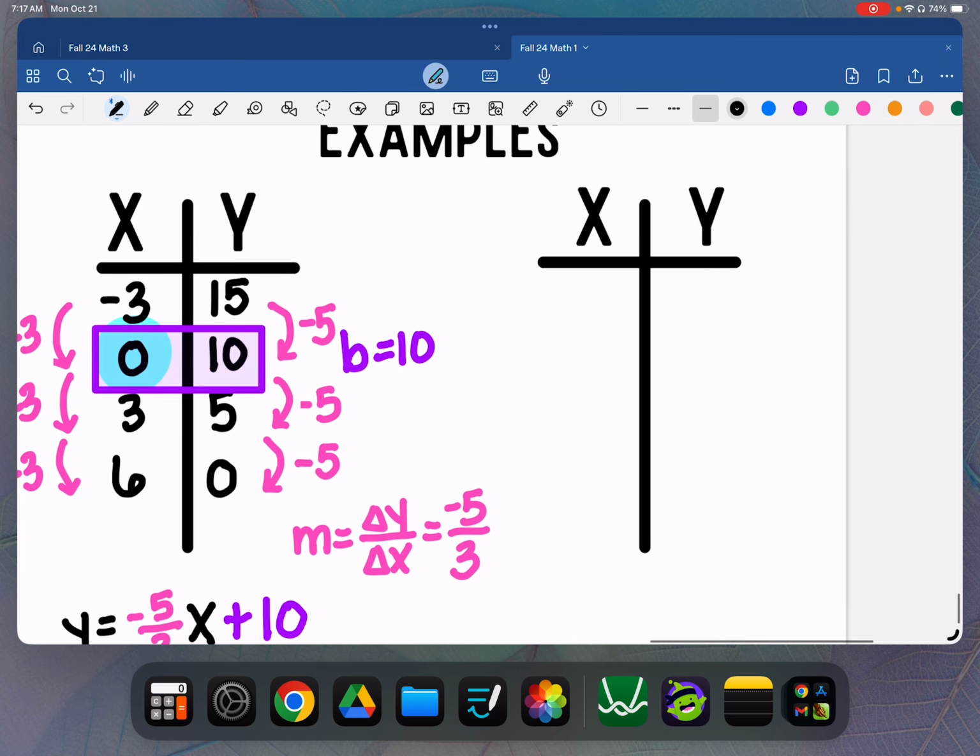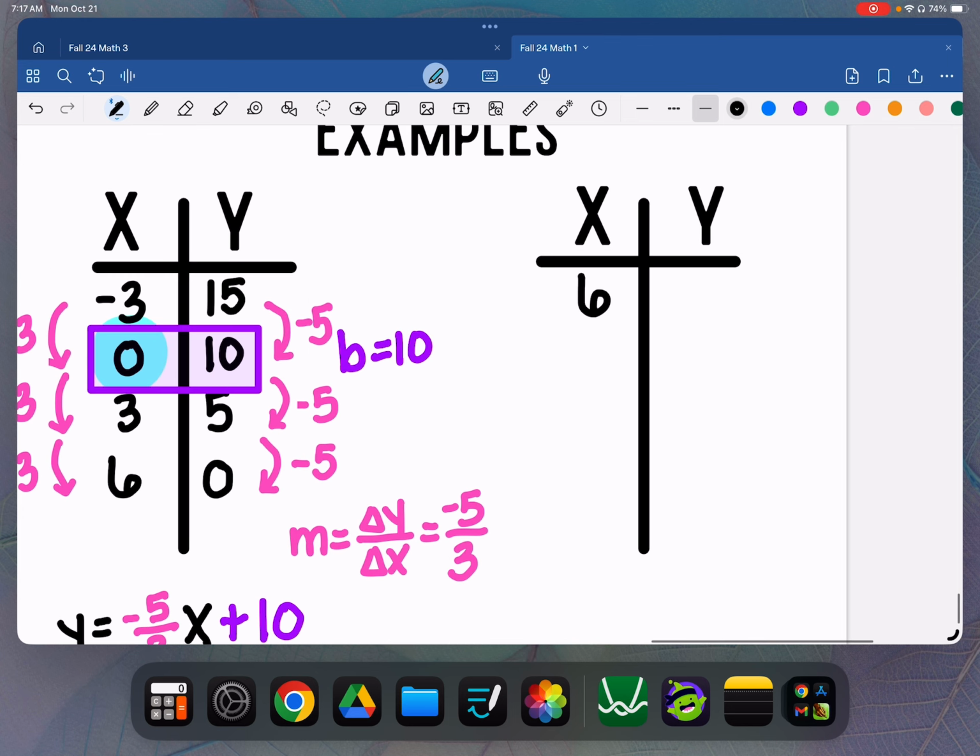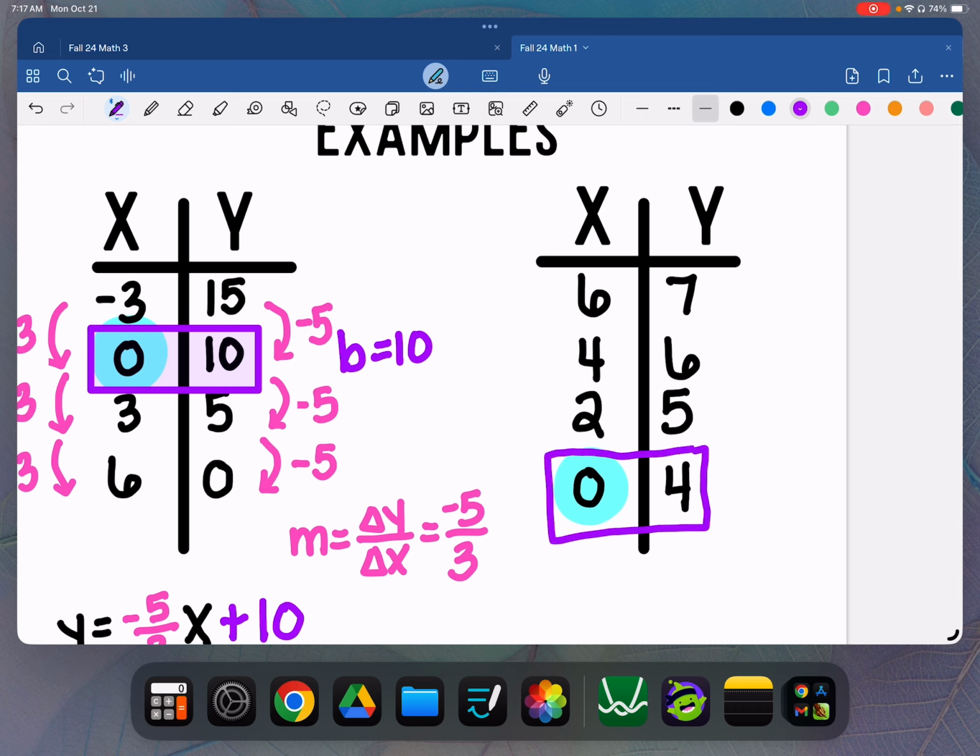So another example. Remember, when we're looking at our examples, my y-intercept is always where my x is 0. So when I'm looking at a table, my y-intercept is always where my x is 0. When I look at this table, my x is 0 here. So that means my y-intercept is going to be 4. So b equals 4.